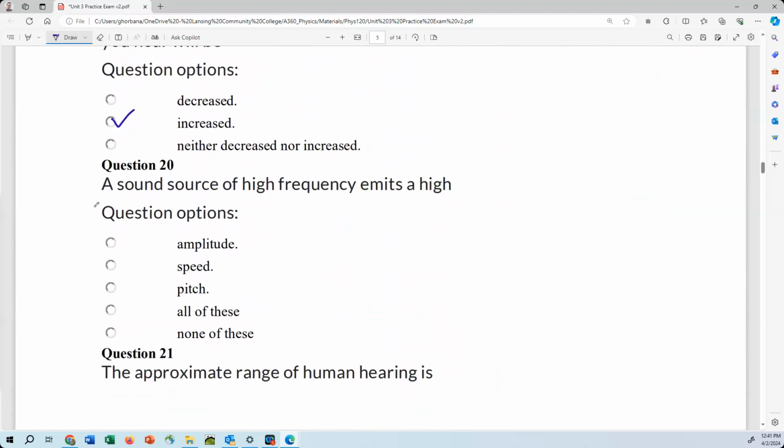Number 20. A sound source of high frequency emits high... not amplitude, not speed. Okay, yes, pitch. Another word we can use for the frequency is the pitch. Yeah, the pitch is the right answer. Okay, so these two are right.